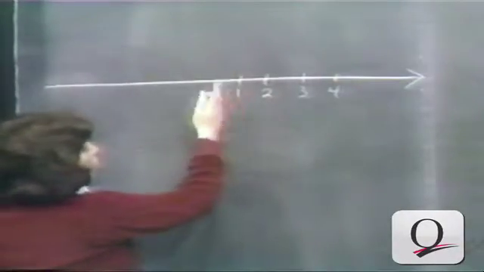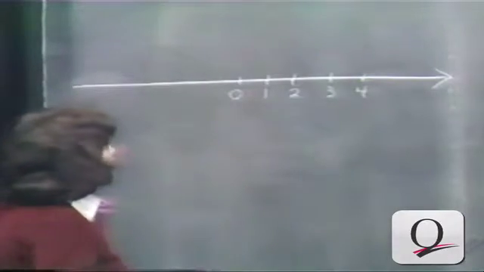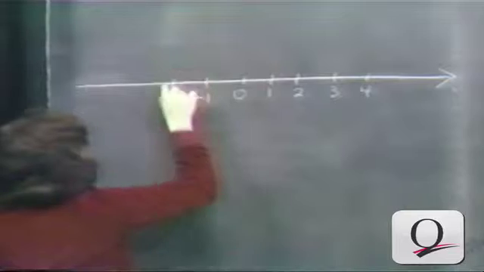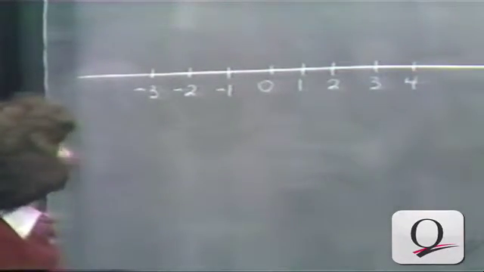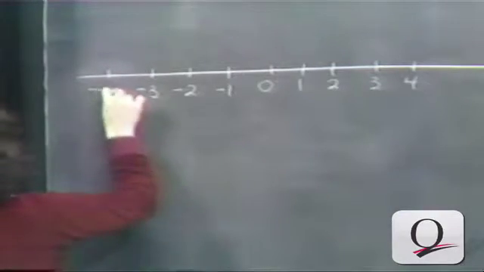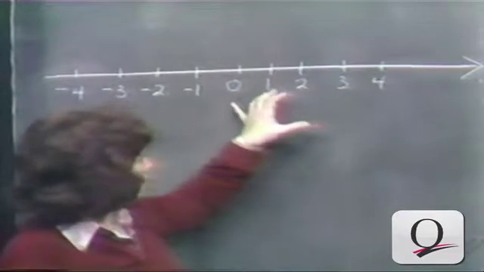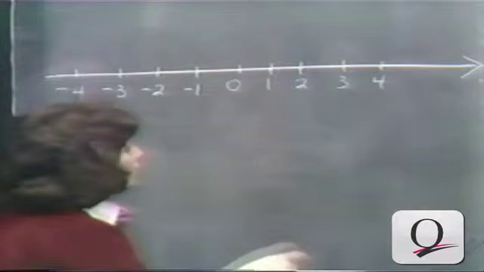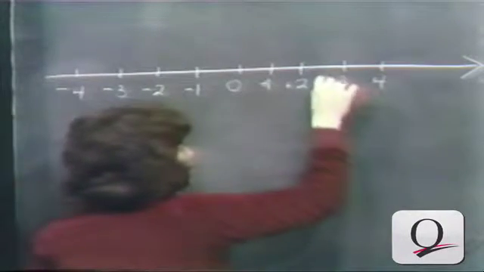A number 1 unit to the left of 1 will be denoted by 0. The number 1 unit to the left of 0 will be represented by a minus 1, then a minus 2, minus 3, and so on. The positive whole numbers do not have to have any sign before them, but if we want to emphasize that these are the positive numbers, we could prefix these numbers with little plus signs.